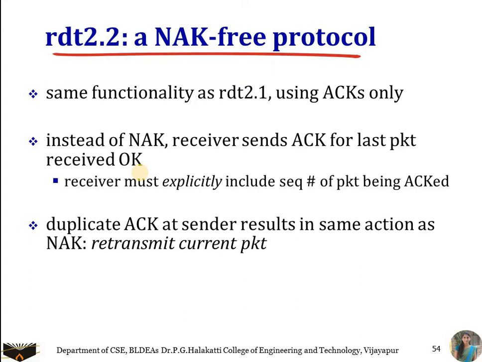So instead of using the NAK, we use the ACK for the last packet which the receiver has received properly. The receiver must explicitly include the sequence number of the packet being acknowledged. So while sending the acknowledgement, the receiver should mention the sequence number of the packet it is acknowledging. Duplicate acknowledgements at the sender result in the same action as a NAK. If the sender receives duplicate acknowledgements, it is considered a NAK, that is, there was some error during the transmission, and it is going to retransmit the current packet.